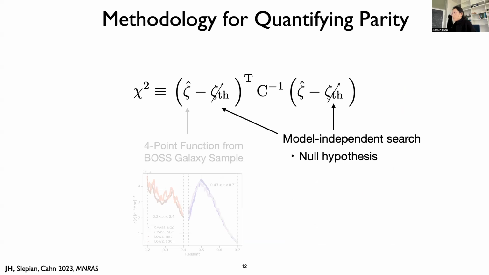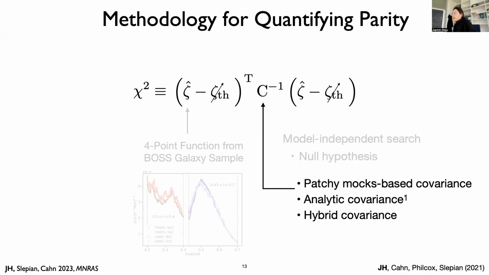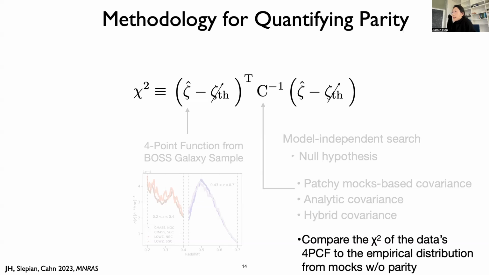In this test, we performed a model-independent search with the null hypothesis, which means that we set the theory term to be 0. Regarding the covariance matrix, we tested different approaches, including a pure mock-based covariance, an analytic covariance template derived and also tested in this paper, and a hybrid covariance. Finally, as mentioned earlier, we compare the chi-square values of the measured data to the empirical distribution obtained from the simulation that does not include parity violating mechanisms. This comparison allows us to assess whether the observed data significantly deviates from what would be expected under models with no parity violation.